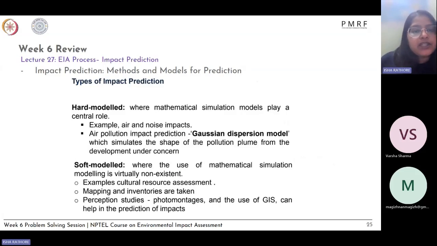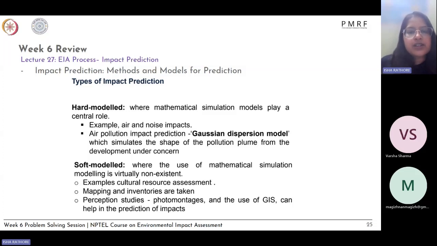Again, for methods now, these impact predictions can be hard modeled or soft modeled. So hard modeled is when mathematical simulation models play a central role. For example, for your air and noise impacts, you need to have a mathematical simulation model which plays the significant role. That is, you give it all of these parameters, like the pollutant concentration, and it will give you the shape of the pollution or the different aspects of the environment basically. So you get everything out of this mathematical simulation in a more or less accurate manner.